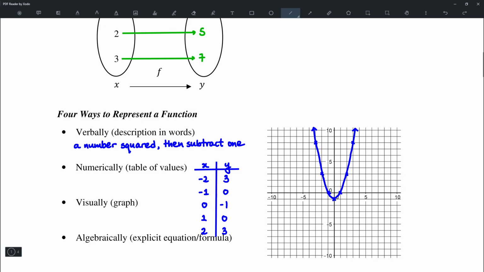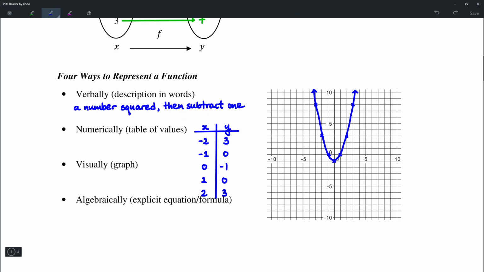Okay, visually we have a graph, and finally algebraically, this function would be written as f of x is equal to x squared minus 1.